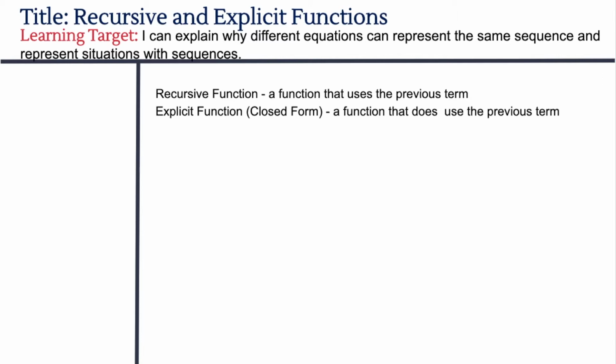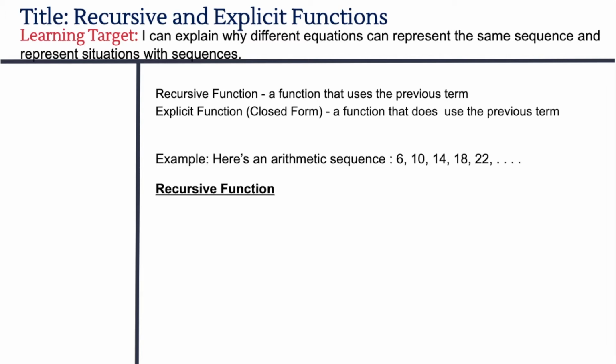Okay, so what is a recursive function? A recursive function is a function that uses the previous term. We've been using this a lot, where you say the last term was this, so the previous term plus 7 is my new term, right? So it's referencing the previous term. An explicit function, also known as the closed form definition, is a function that does not use the previous term. So it allows you to jump ahead and say, for the 1000th term, you can just calculate it. You don't have to know the one right before it.